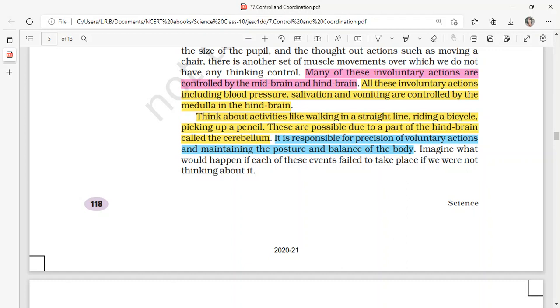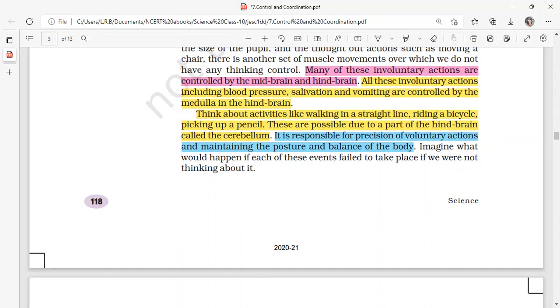what would happen if each of these events failed to take place, if we were not thinking about it. Obviously, when we want to walk in a straight line, ride a bicycle, pick up any sensitive or balancing things, or maintain the posture, we would fail in maintaining the balance of the body. The same case happens when we are drunk too much, isn't it? The cerebellum is affected when a person drinks beyond his capability and the body becomes unconscious. So a drunk person can't walk with a stiff posture, he can't maintain the balance of his body because his cerebellum temporarily ceases to function or is unable to maintain the body.